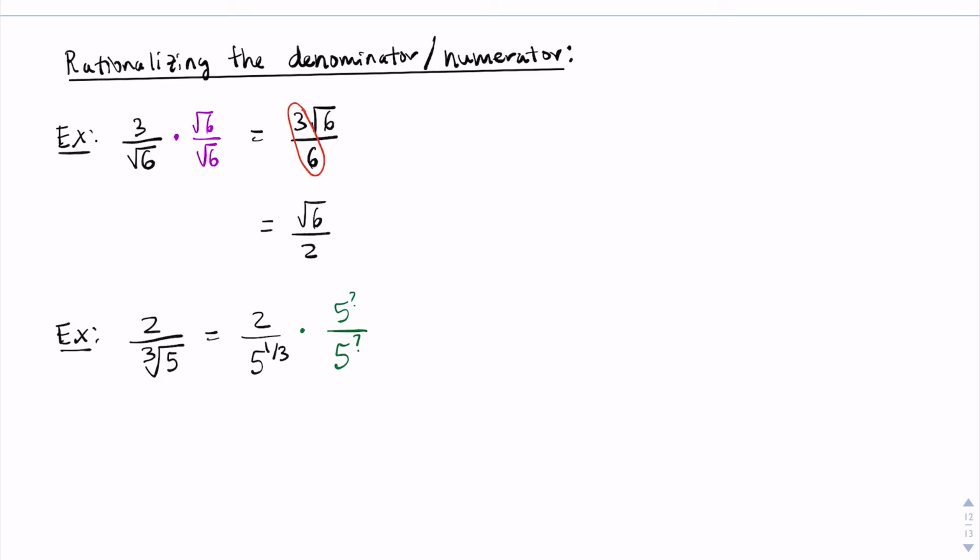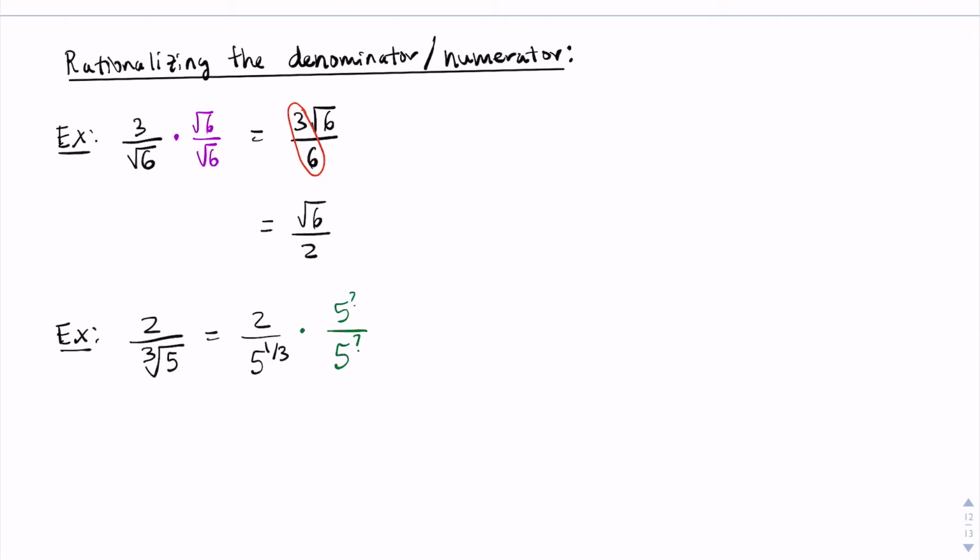So these are the same bases, right? What would you do if you have 5 to the a times 5 to the b? You end up adding the exponents, right? So you want to add these two exponents. The answer is 2/3. Because if you multiply 5 to the 1/3 times 5 to the 2/3, you're going to get 5 to the 1/3 plus 2/3, and that will give you 5 to the 1. So you avoid negative exponents, and you get an expression on the bottom without a radical, right?